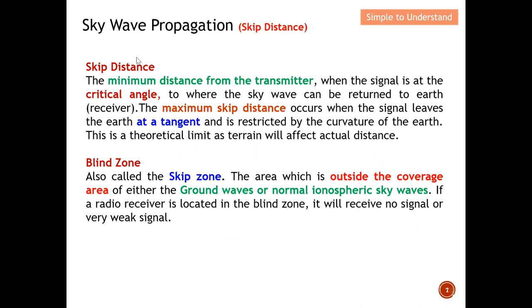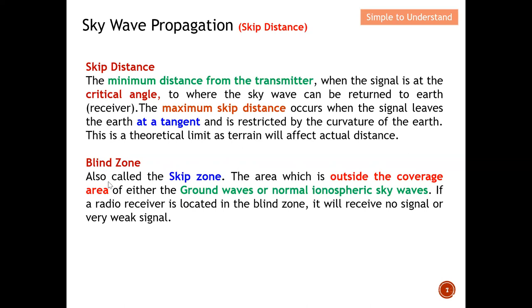Next, let's understand skip distance and also the blind zone. The skip distance is the minimum distance from the transmitter, when the signal is at the critical angle, to where the sky wave can be returned to Earth. The maximum skip distance occurs when the signal leaves the Earth at a tangent and is restricted by the curve of the Earth. There is a theoretical limit, as terrain will affect the actual distance. Okay, so this is the skip distance.